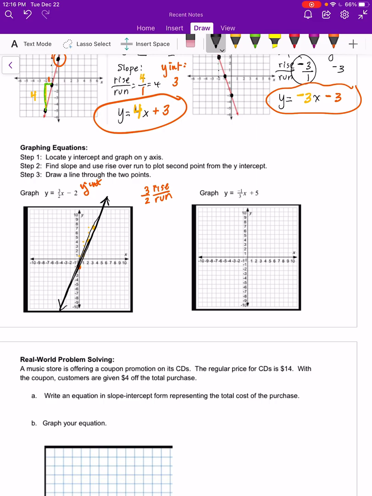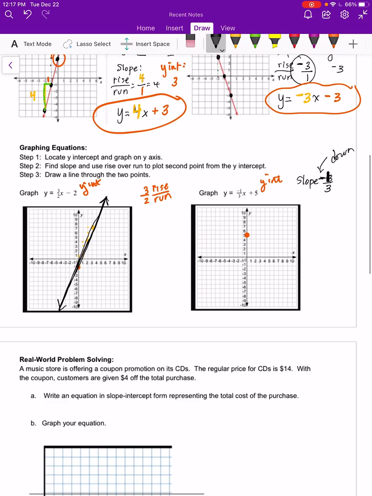All right, next one. y equals negative 1/3 x plus 5. So my y-intercept is 5. So let's see, 1, 2, 3, 4, 5. Looks a little better with the positives. And then my slope this time is negative 1/3. So that means I'm going to go down 1 and over 3, and I start from that y-intercept. So down 1 over 1, 2, 3. Down 1 over 1, 2, 3.